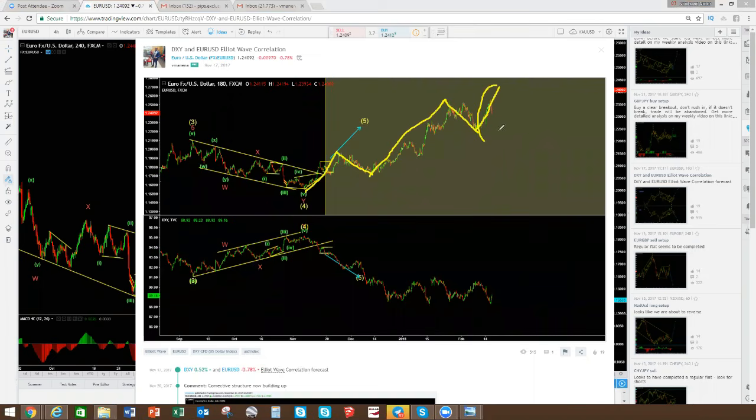So when we go to the real chart here, I'm going to look at this piece here. So this is a clear 1, 2, 3, 4, 5. And you can see that the degrees are related here. It's a clear 1, 2, 3, 4, 5.